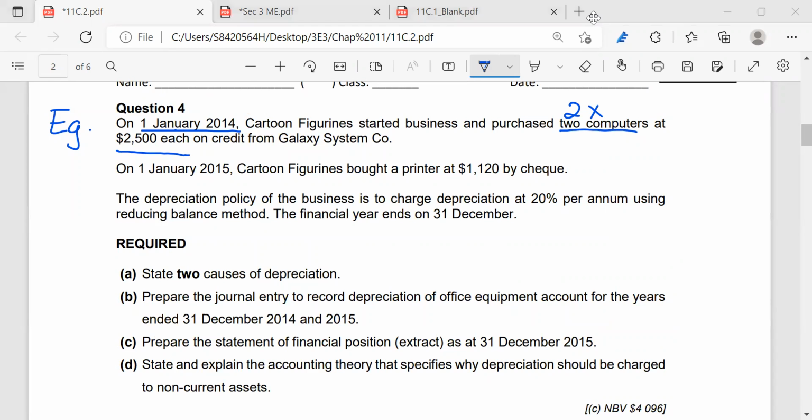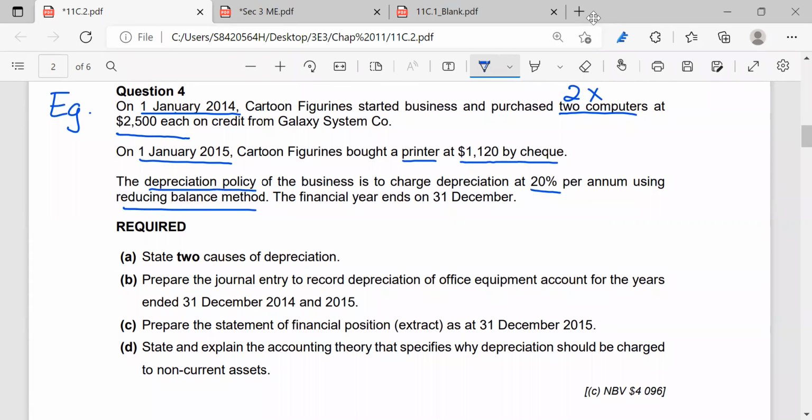In the second year, on the first day, you bought another equipment, which is a printer, at 1,120 by cheque. The depreciation policy is to charge depreciation at 20% per annum, meaning per year, using the reducing balance method. Financial year end is on 31st December.